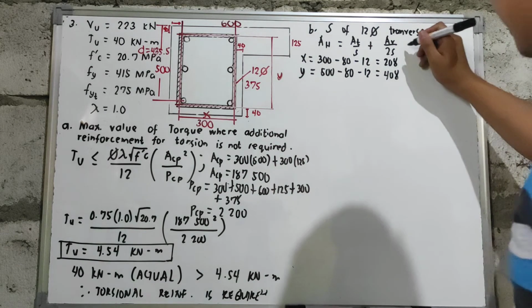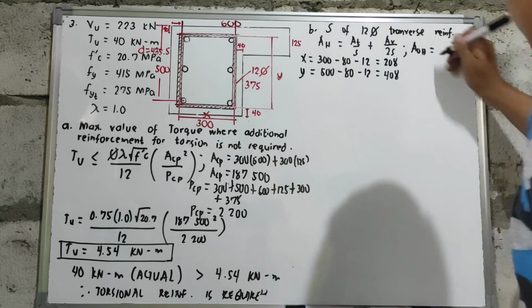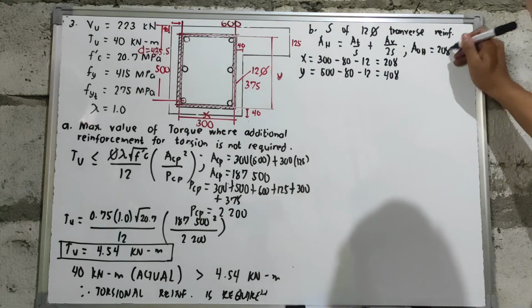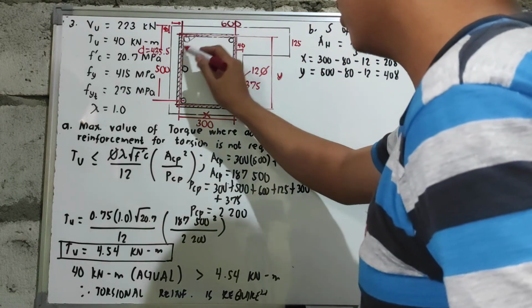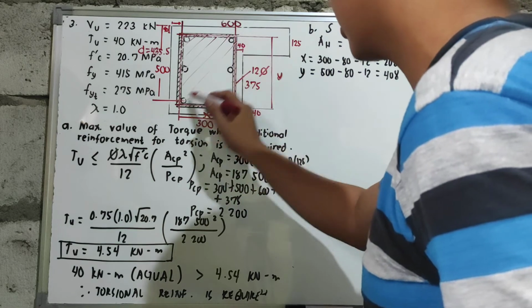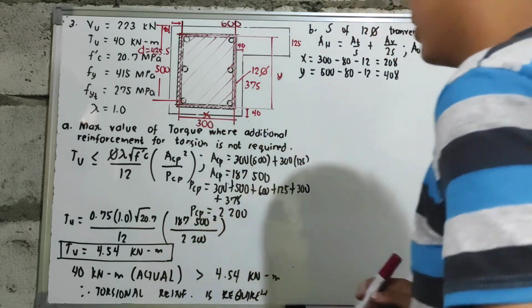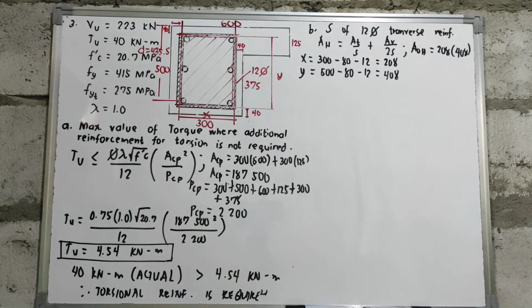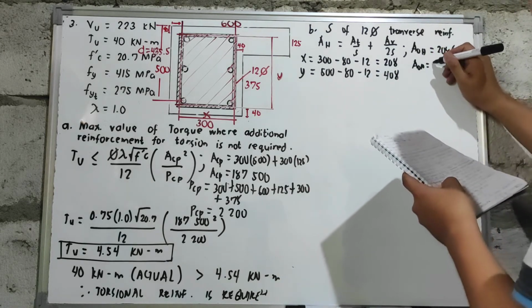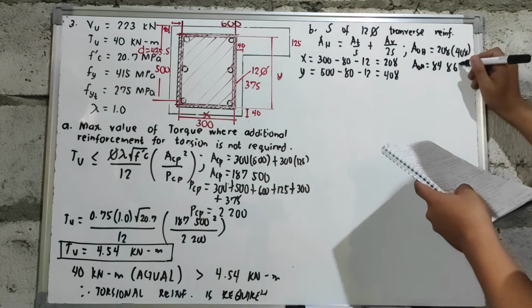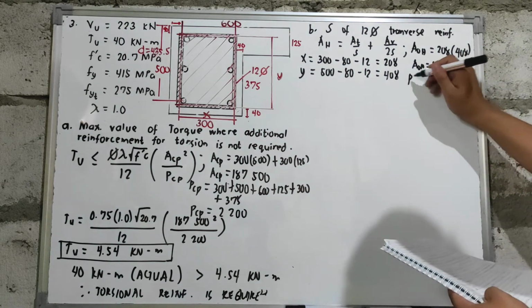So let us now compute for the value of your AOH. So ano yung AOH natin? That is 208 multiplied by 408. So yung AOH natin, ito yan. So kahit na L pa yung section natin, ito yung AOH natin, that is enclosed by the center of your reinforcement ng mga stirrups natin. So you will have a value of AOH is now equal to 84,864. How about the value of your P sub H?